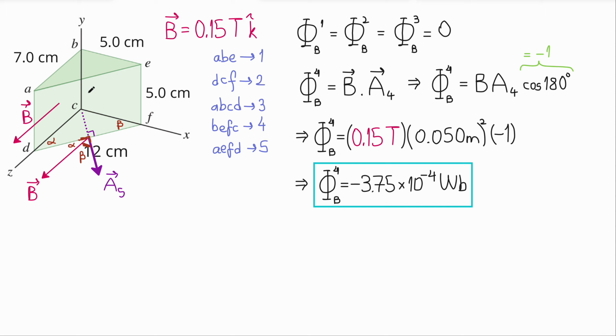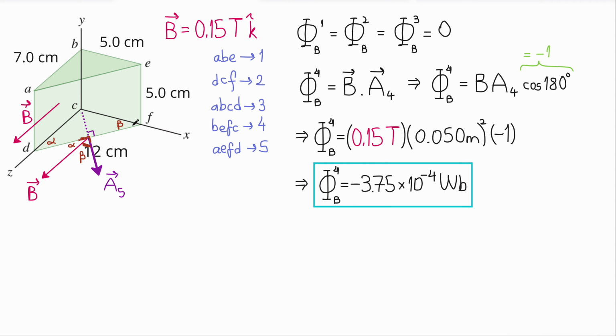We can find it from the triangle DCF again, right? Cosine of beta is equal to segment CF, which is 5 centimeters, divided by the segment DF, which is the hypotenuse of that 90-degree right triangle, which is 12 centimeters, right? So 5 divided by 12 is cosine of angle beta, and that's what goes into our calculation of magnetic flux through this surface.